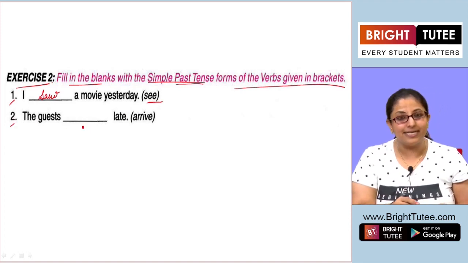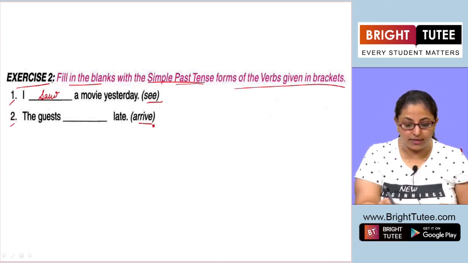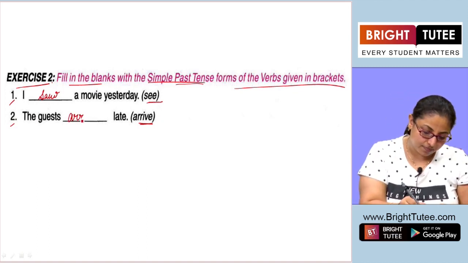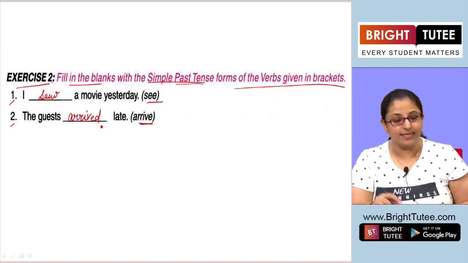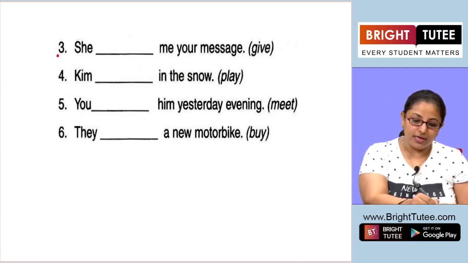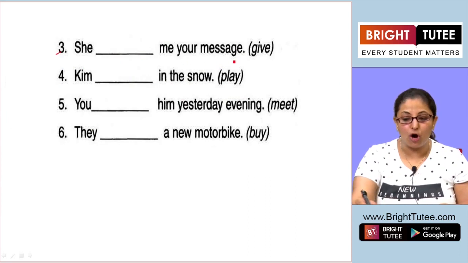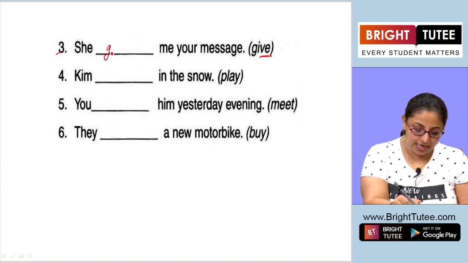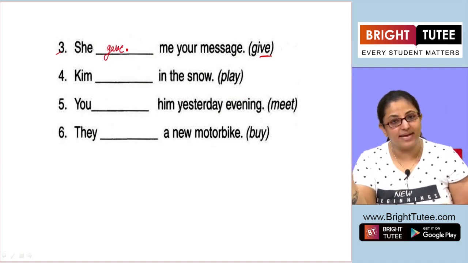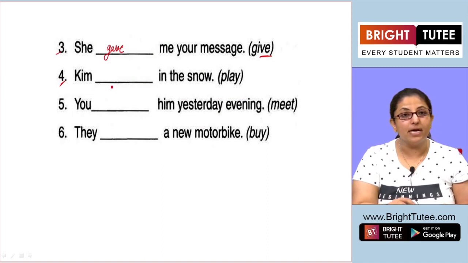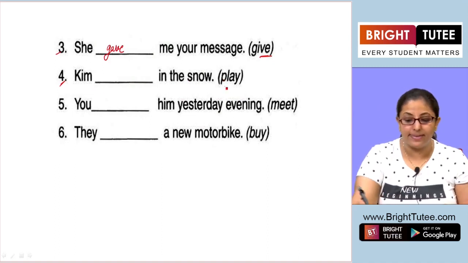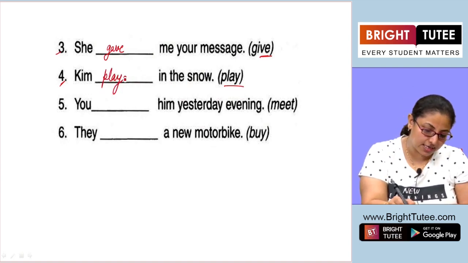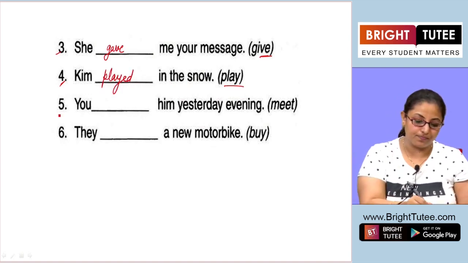The guests dash arrive late. The verb is arrive. The guests arrived late. She dash me your message. Give. So, what will be the past tense? She gave me your message. Kim dash in the snow. Play. What will be the past tense? Kim played in the snow.